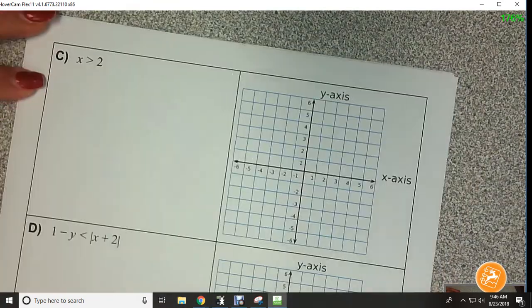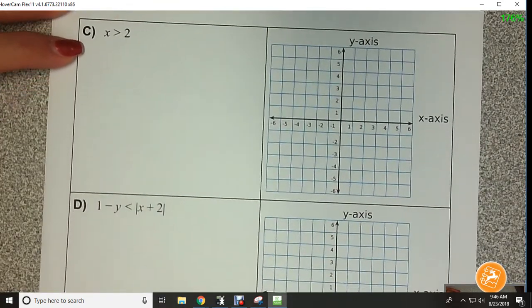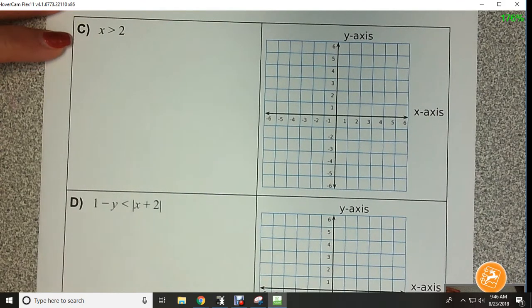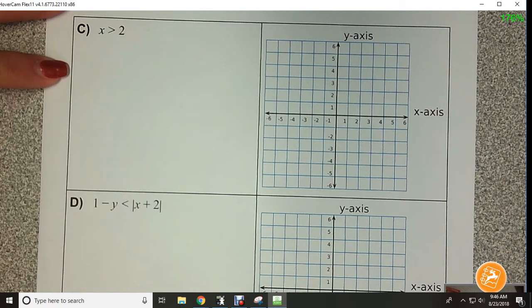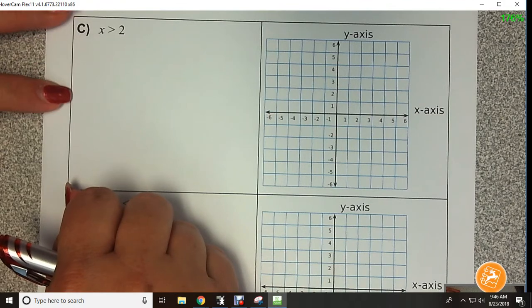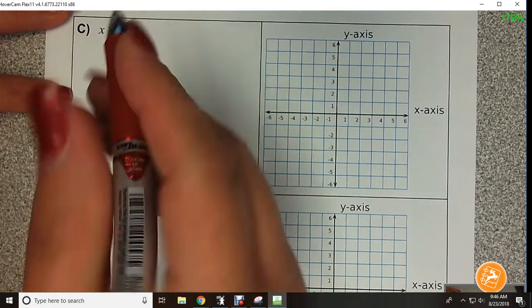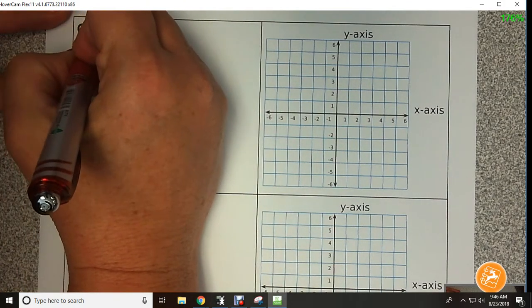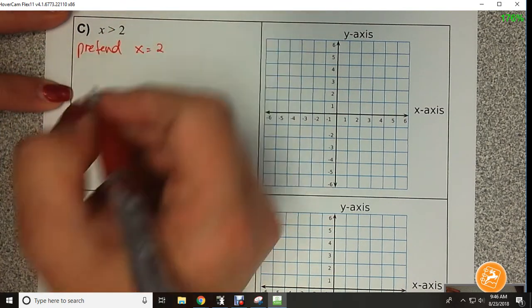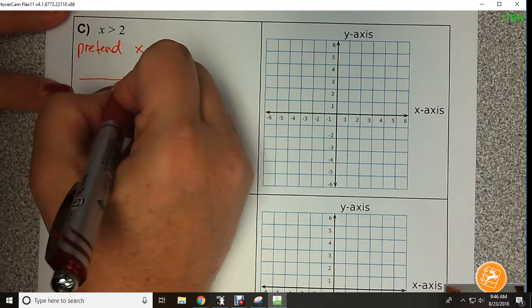Two more problems. C says x is greater than 2. In class the other day, I had people who struggled with a problem that said x equals 5. Here's the thing: there's no y in here, so it can't be written in slope-intercept form. So what does that mean? Well, if we pretend that this says x equals 2, and we make a chart.